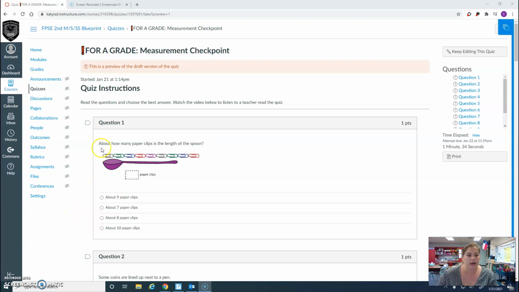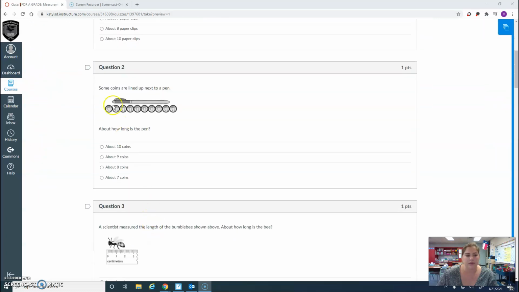Question 1. About how many paper clips is the length of the spoon? About 9 paper clips, about 7 paper clips, about 8 paper clips, or about 10 paper clips.